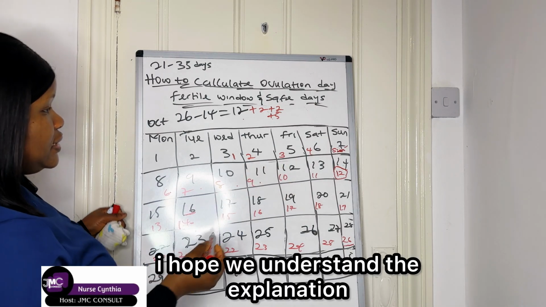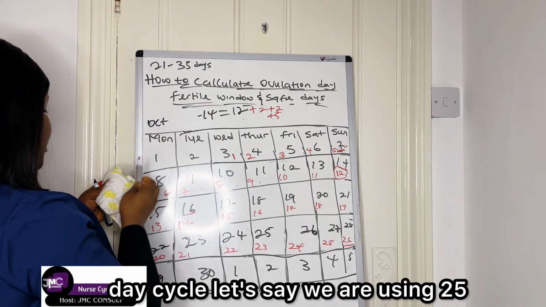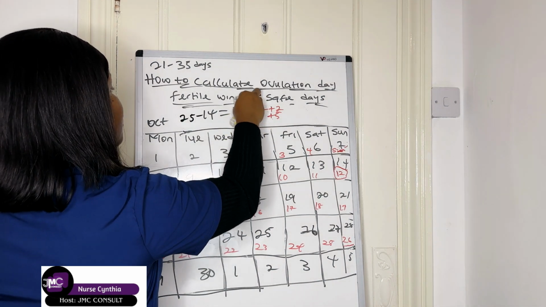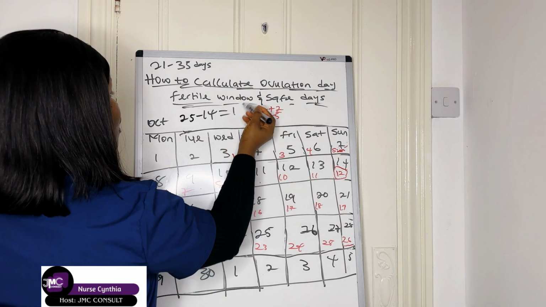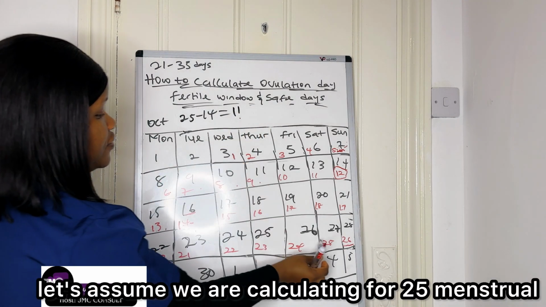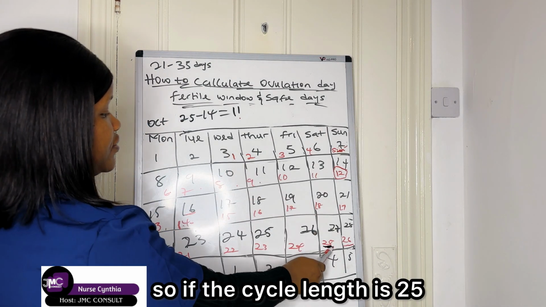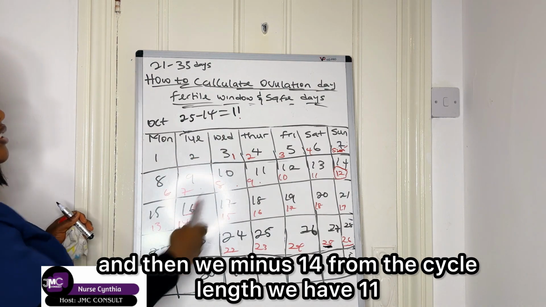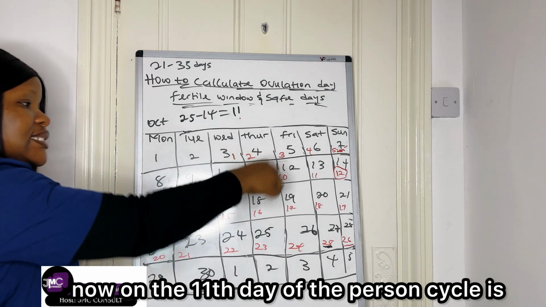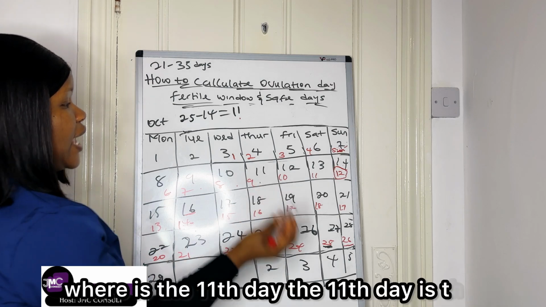I hope we understand the explanation. Let's calculate for a 25-day cycle. 25 minus 14 will have 11. Let's assume we are calculating for a 25-day menstrual cycle. So if the cycle length is 25 and then we minus 14 from the cycle length, we'll have 11. Now, the 11th day of the person's cycle is expected to be, or is predicted to be, the ovulation day. Now, where is the 11th day?